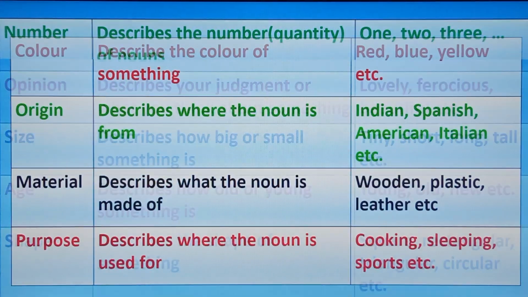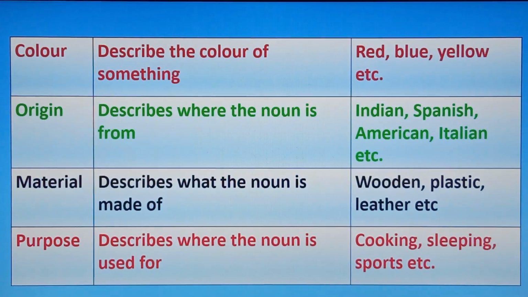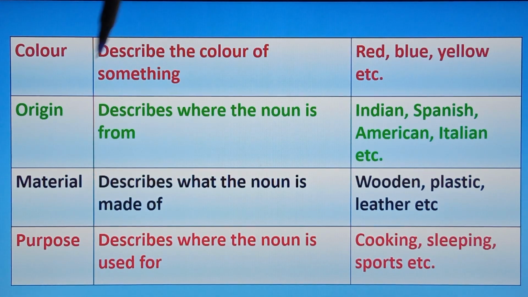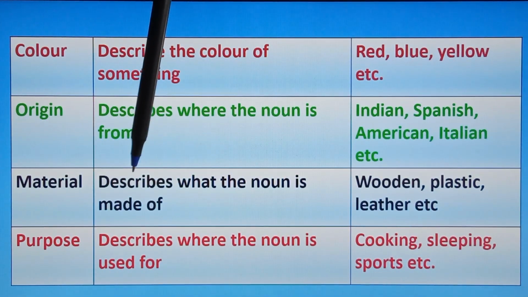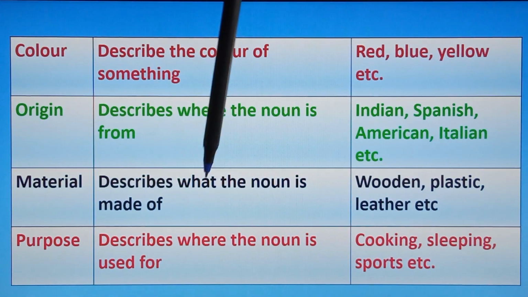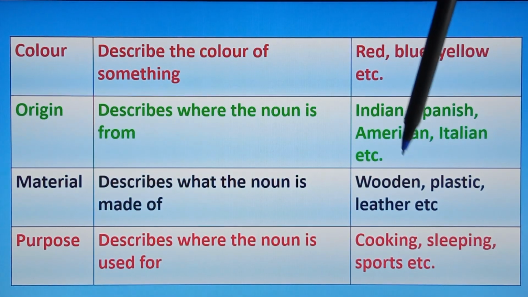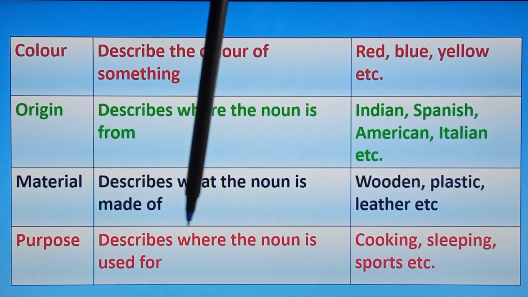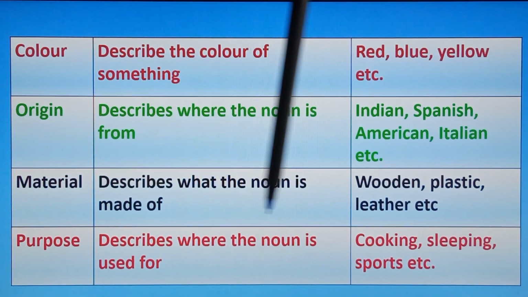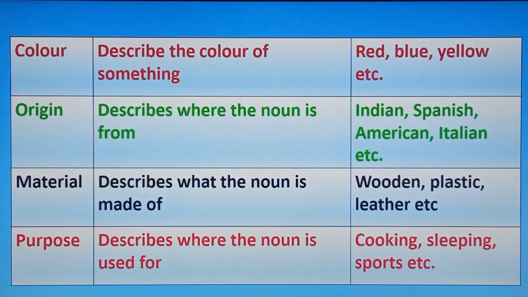Now see here. Color describes the color of something: red, blue, pink, yellow, etc. Origin describes where the noun is from: Indian, Spanish, American, Italian, Chinese. Material describes what the noun is made of: wooden, plastic, leather, etc. Purpose describes what the noun is used for: cooking, sleeping, sport, night, etc.